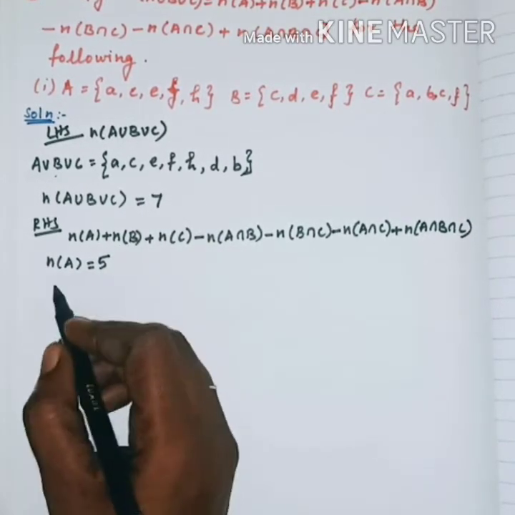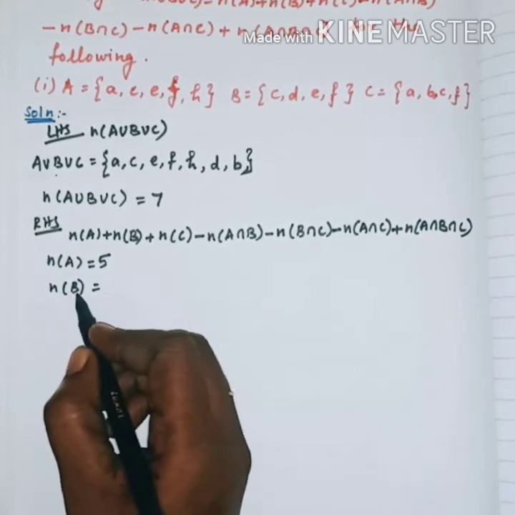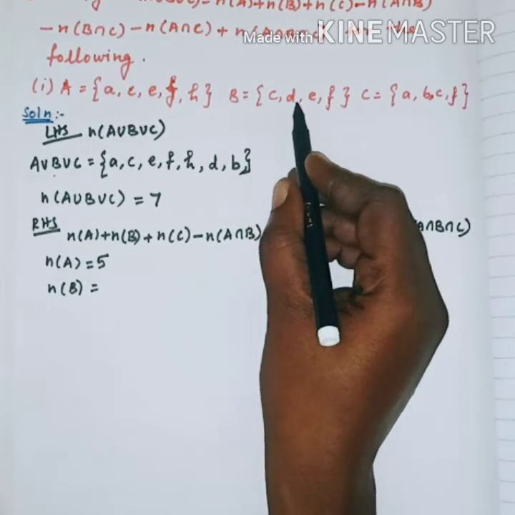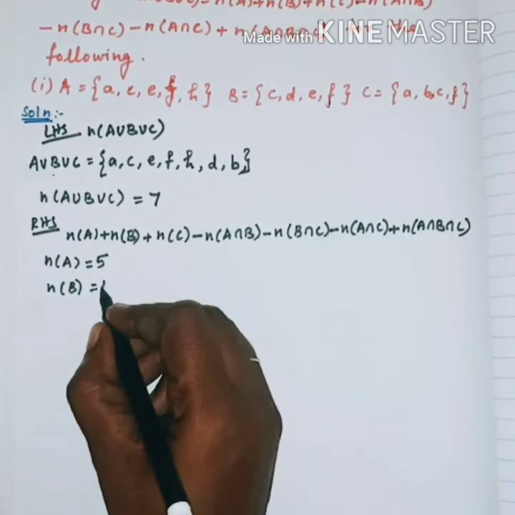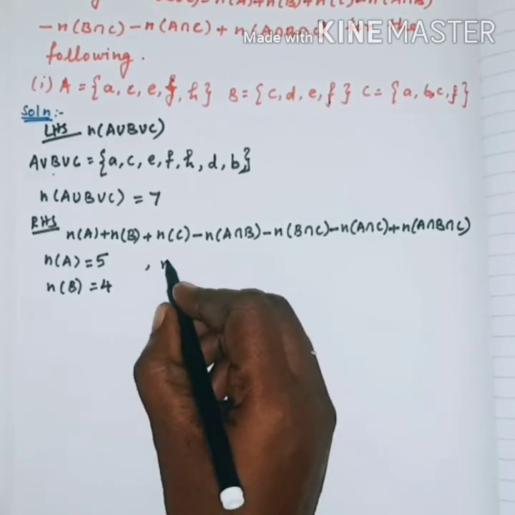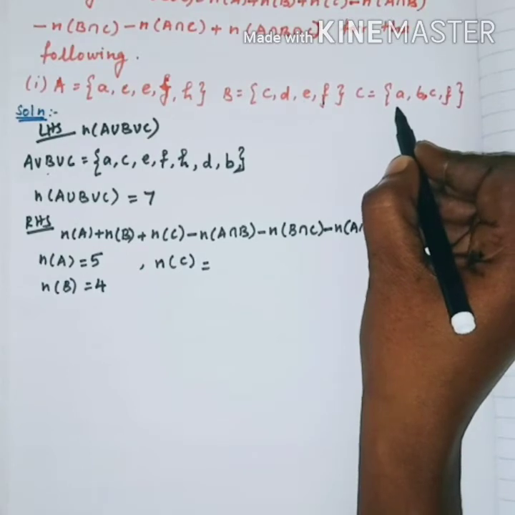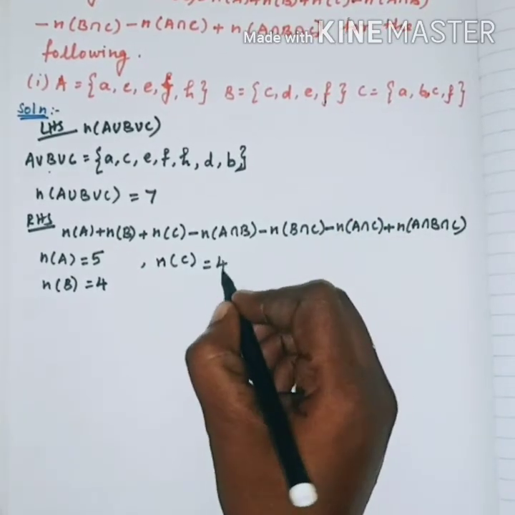And then we have to find n of B, the number of elements in B. How many elements are there in the set B? 1, 2, 3, 4. Only 4 elements. And then we have to find n of C. How many elements are there in the set C? 1, 2, 3, 4. 4 elements.